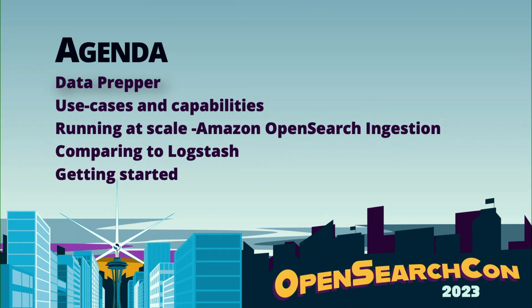I'm going to talk a little bit about our agenda. So first I want to introduce what Data Prepper is. Then we're going to talk about some of the core use cases that customers have for using Data Prepper and some of the capabilities it provides. We're going to spend most of our time on this part. We're also going to be talking about how Amazon is running Data Prepper at scale with a new service called Amazon OpenSearch Ingestion. We'll have a brief comparison to Logstash and then some about how you can get started. Let's jump in.